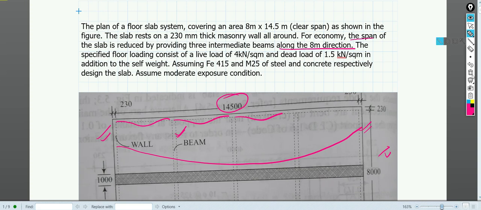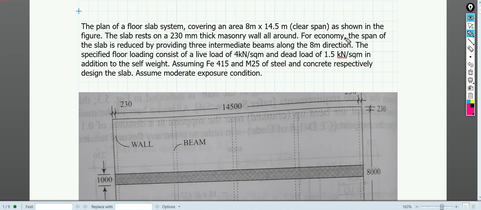So that is why it is said in the question that for economy the span of the slab is reduced by providing three intermediate beams along the 8-meter direction. So along the 8-meter direction we have one, two and three beams. The specified floor loading consists of live load of 4 kN per meter square and dead load of 1.5 kN per meter square in addition to the self-weight. Assuming Fe415 steel and M25 concrete for this slab, assuming moderate exposure condition.